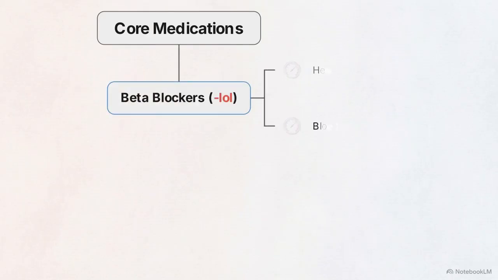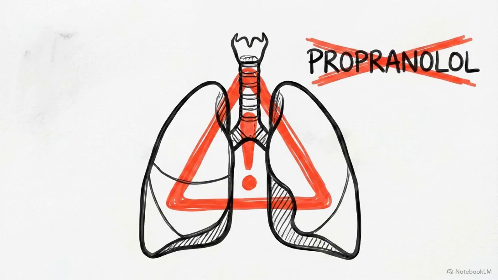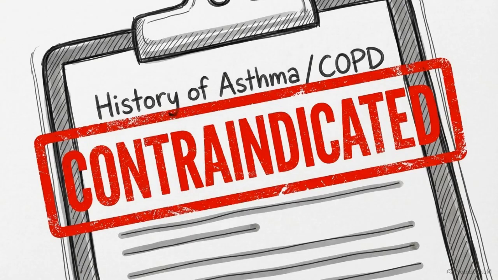We start with beta blockers, which end in lol. These decrease heart rate and blood pressure. The critical safety warning to watch for is that non-selective types like propranolol can trigger bronchospasms. You must avoid them in patients with asthma or COPD.